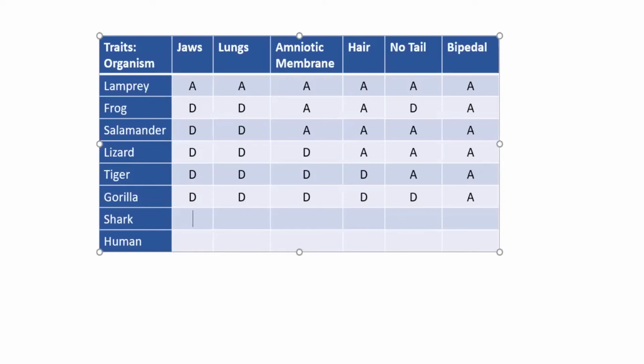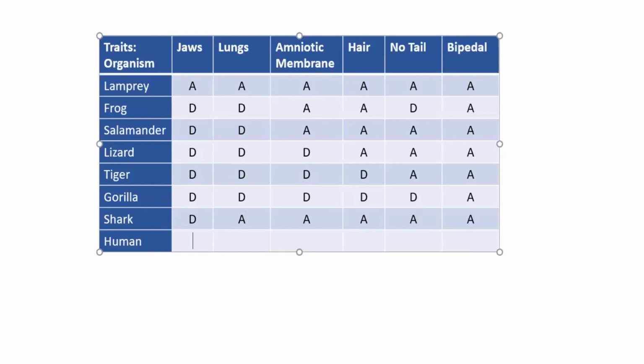Moving on to sharks. Sharks do have jaws. Sharks do not have lungs, just like the lamprey, so that is an ancestral characteristic. Sharks do not have an amniotic membrane, just like lampreys, so that is another ancestral characteristic. Sharks do not have hair, so that's another ancestral characteristic. Sharks do have tails, so that is again ancestral, since lampreys have tails. And sharks are again not bipedal, just like the lamprey.